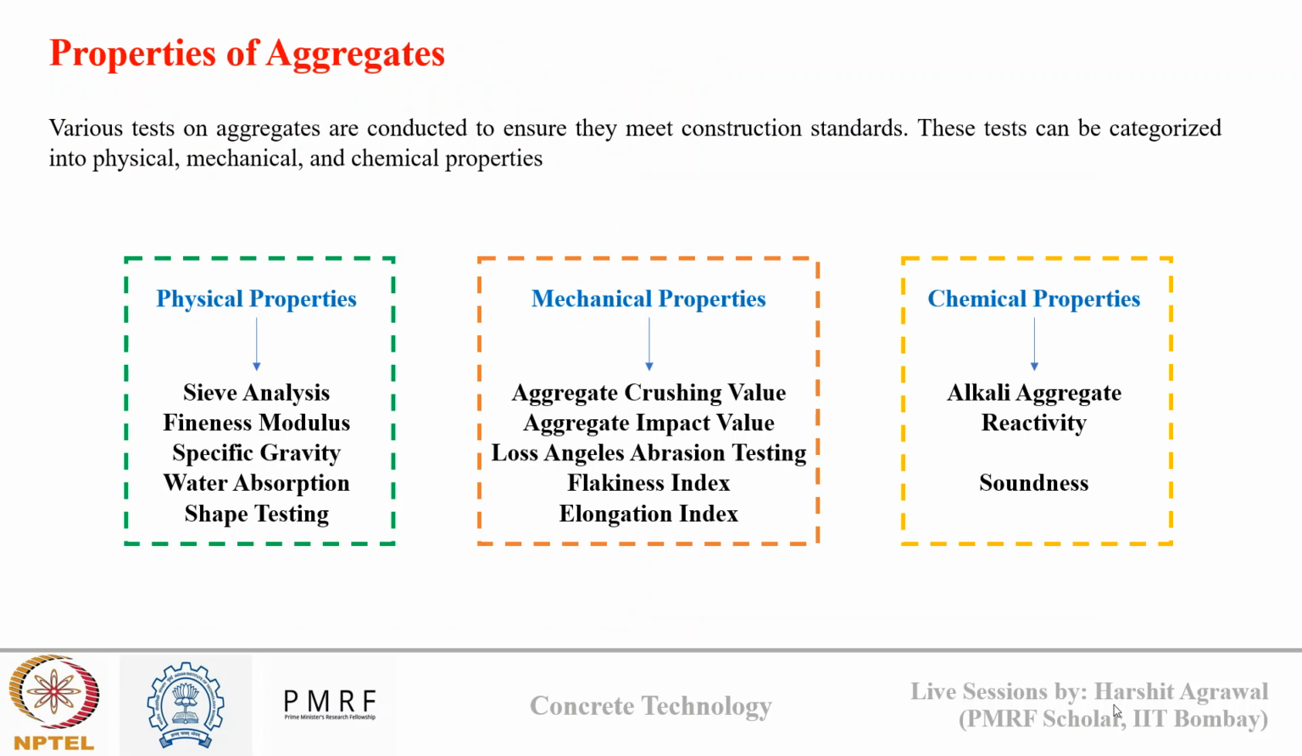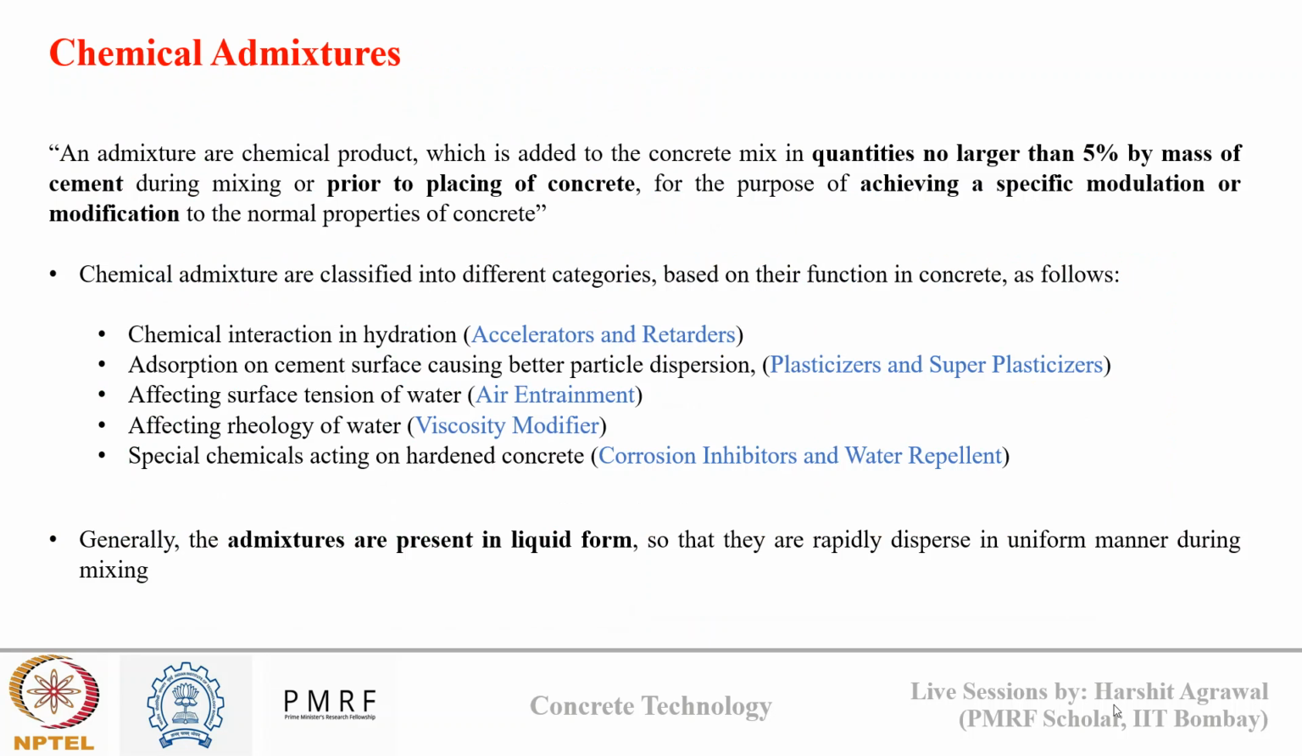mechanical properties like crushing value, impact value, and abrasion value. And we just had an overview of chemical properties like alkali aggregate reaction and soundness. And in the final segment of last week's discussion, we talked about chemical admixtures. We introduced what chemical admixtures are and different classifications of chemical admixtures, like chemicals interacting with the hydration, which are accelerators and retarders. Those who adsorb on the cement surface for better particle dispersion, like plasticizers and superplasticizers.